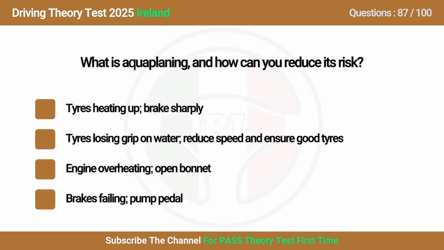Question 87. What is aquaplaning and how can you reduce its risk? A. Tires heating up, brake sharply. B. Tires losing grip on water, reduce speed and ensure good tires. C. Engine overheating, open bonnet. D. Brakes failing, pump pedal.